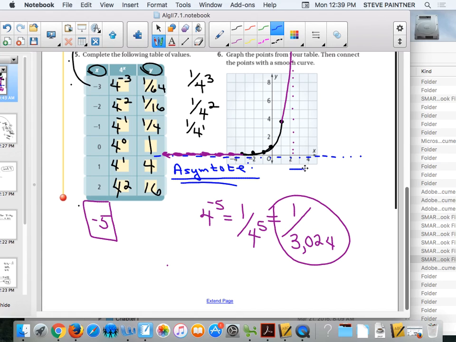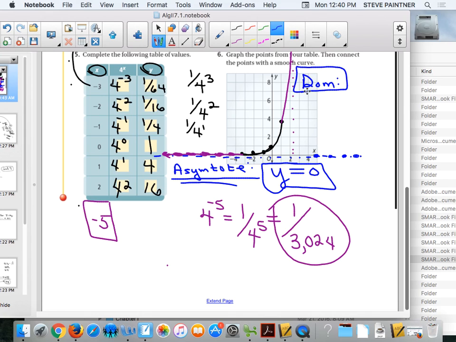But the equation for the x-axis is y equals 0. Because if you think about it, every point on the x-axis, what's the y value? 0. So every point on the x-axis, it's y equals 0. So this is your asymptote, and this is what they're going to ask you in your assignment. They're going to say, graph it, use a table, go ahead and graph it. What's the asymptote? And they're going to say, what's the domain?